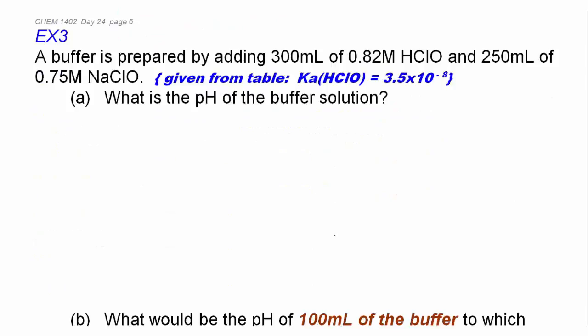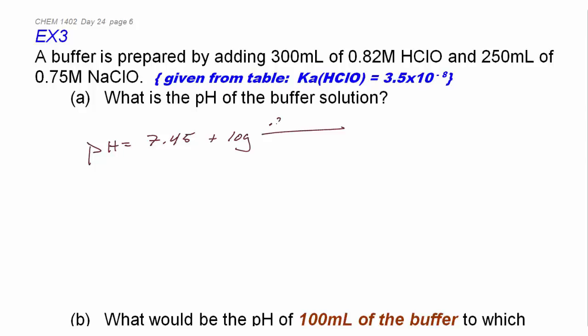A buffer is prepared by adding 300 mils of 0.82 molar HClO and 250 mils of 0.75 molar sodium hypochlorite. They give us the Ka. What's the pH of the buffer solution? pH, okay, Ka is 3.5 times 10 to the negative 8. The negative log of that is 7.45. Plus the log, moles of conjugate base divided by moles of conjugate acid.